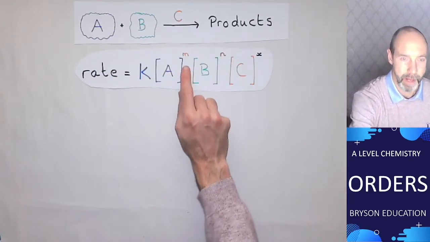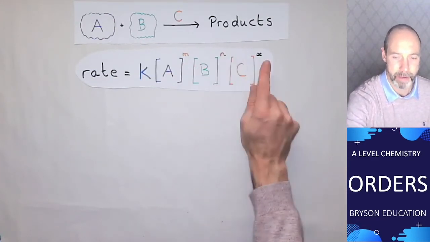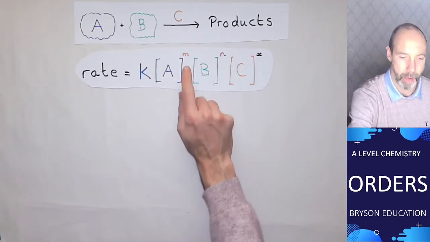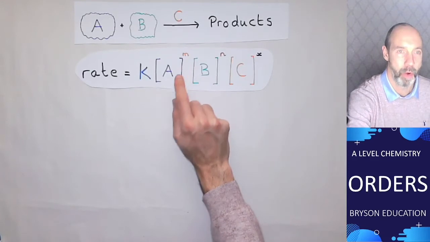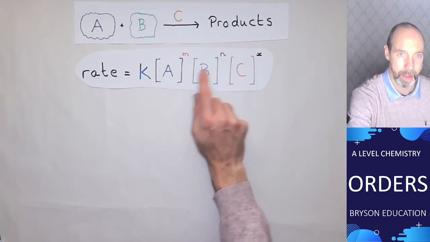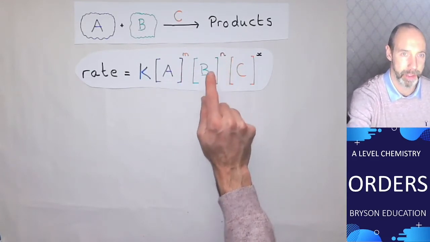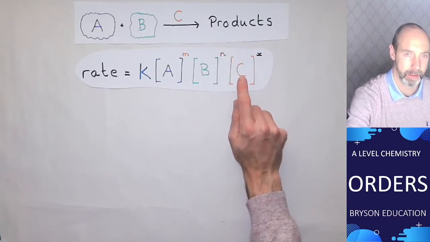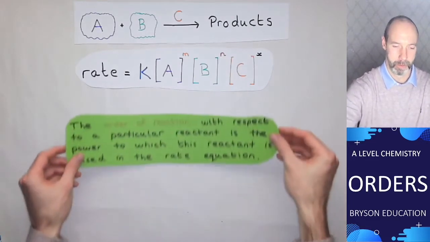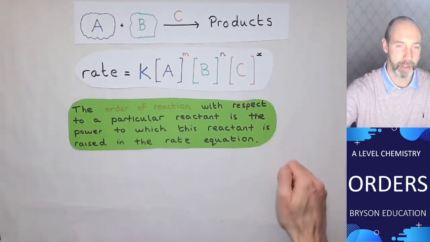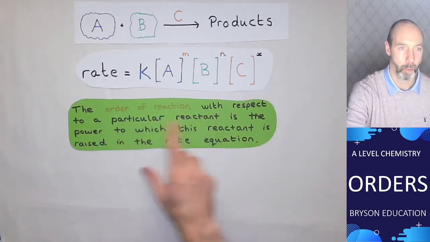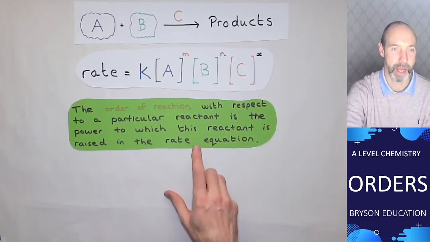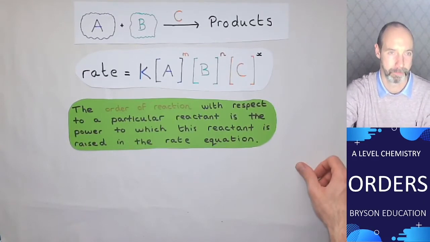So these three values then, this m, this n, and this x, they are known as the orders of reaction. So m is the order with respect to A, n is the order with respect to B, and x is the order with respect to C. So a definition for the order of reaction then: the order of a reaction with respect to a particular reactant is the power to which this reactant is raised in the equation.